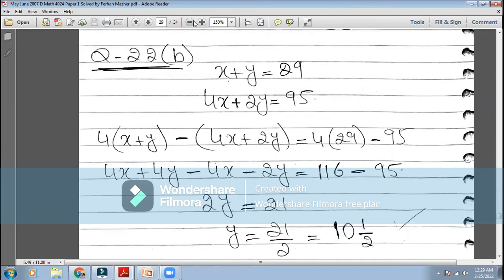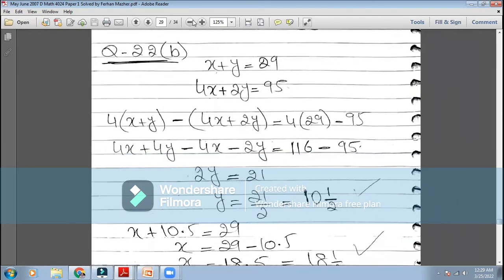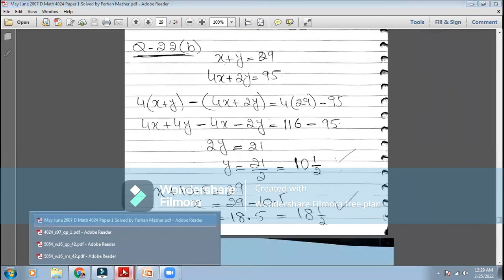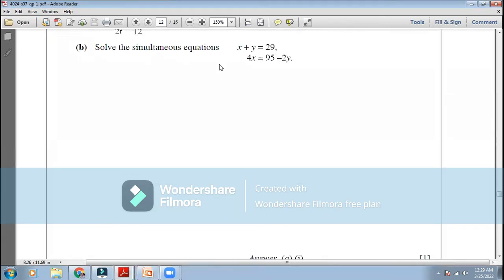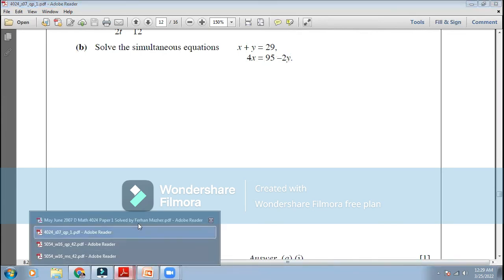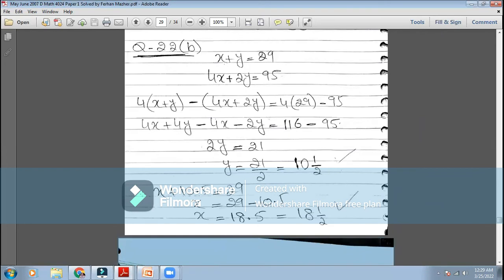So now we have that simultaneous equation. If you look at this simultaneous equation, x plus y equals 29 and 4x, bring this minus 2y to this side, 4x plus 2y equals 95. So we have to solve it. So x plus y equals 29 and 4x plus 2y equals 95. I will use the elimination method. For that, I will multiply the first equation with 4, and I will subtract the second equation from the first equation.